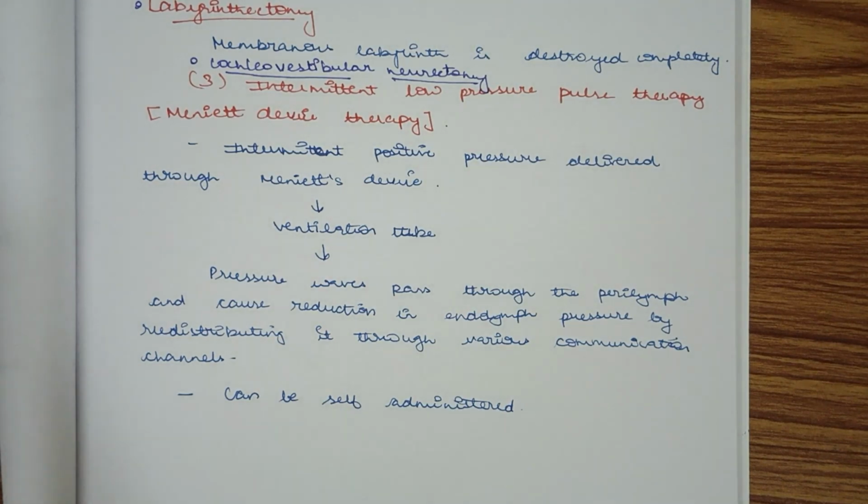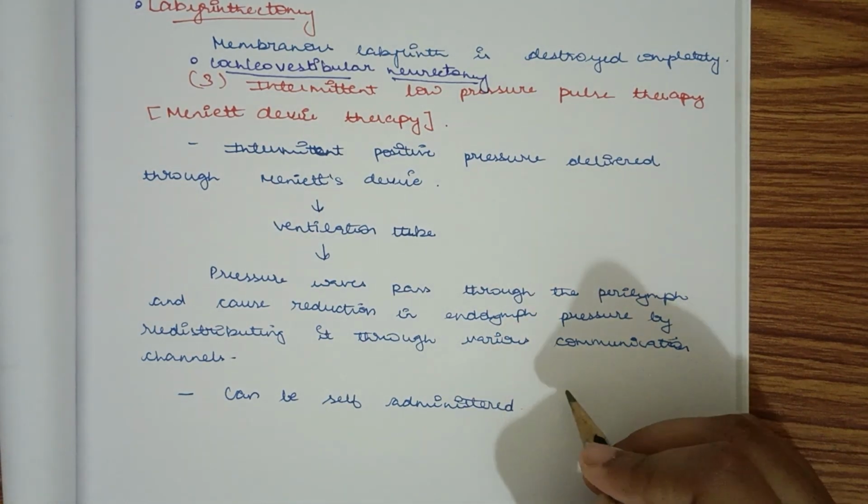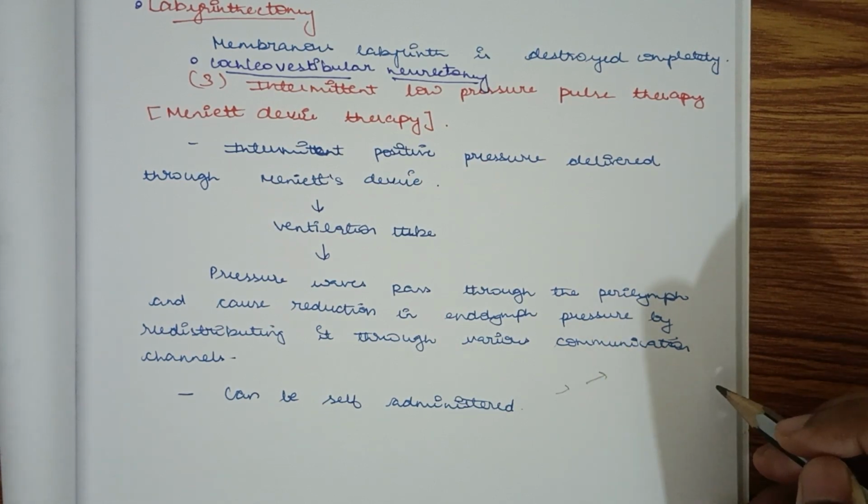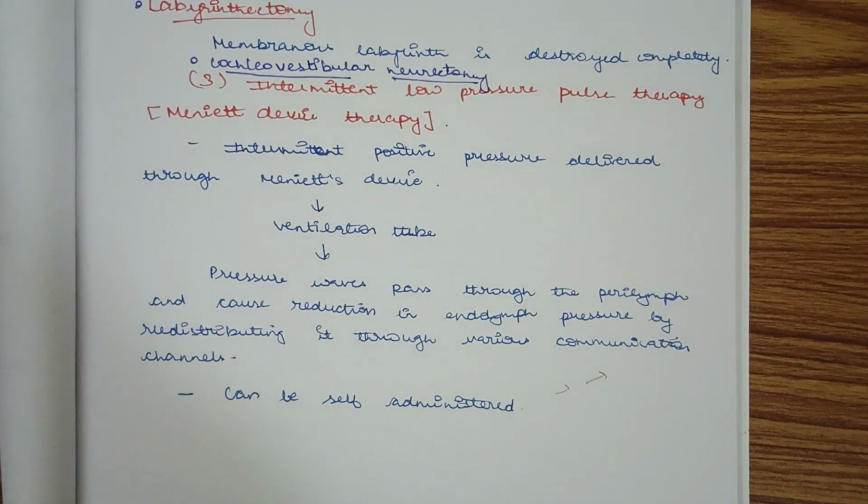So first we will create intermittent positive pressure through the external auditory canal, and this positive pressure passes through the ventilation tube and then passes through the perilymph. After passing through the perilymph, it causes reduction in the endolymph pressure by redistributing the endolymph through various communicating channels. It can be self-administered, therefore it is used. But generally nowadays only medical therapy or conservative surgical procedures are used.